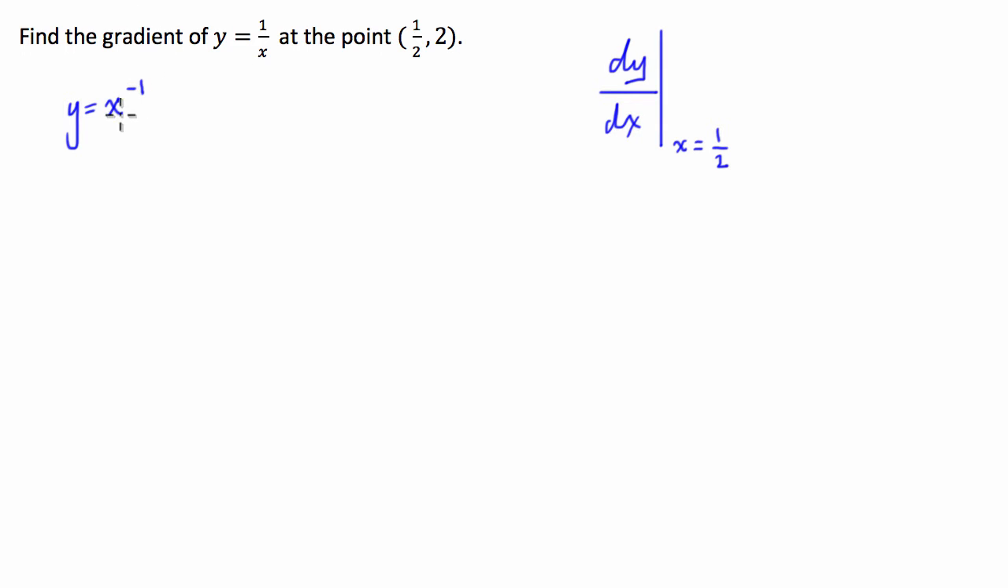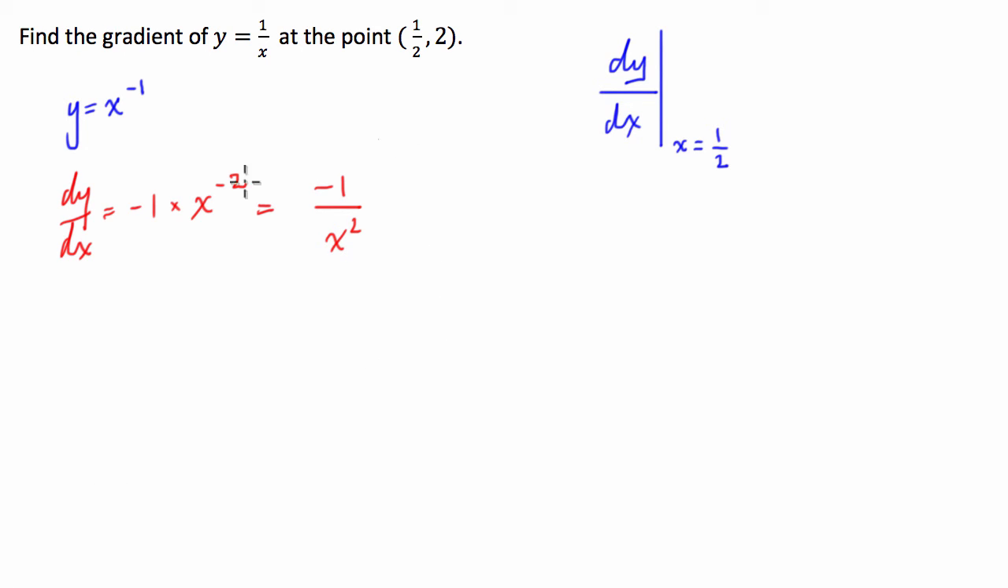We take the power down to the front, so our dy in terms of dx, we take the -1 to the front, so this is equal to -1 times x. We drop the power by 1, giving -2. Cool. This can be simplified to be equal to -1 on x squared.